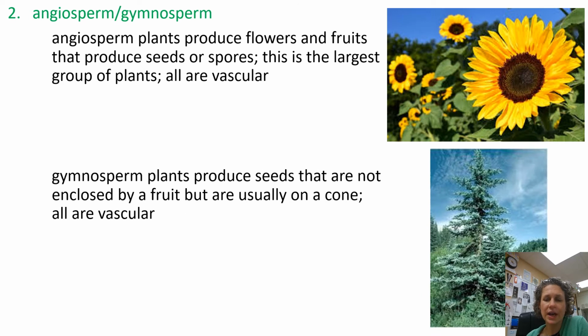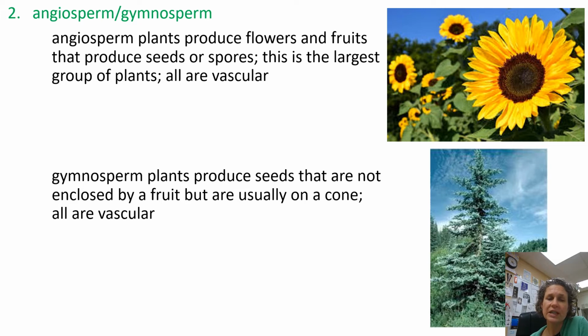Okay, so then angiosperm or gymnosperm. Angiosperms are plants that produce flowers and fruits, and then those flowers and fruits can produce seeds or spores. This is the largest group of plants. All of these are vascular because they do get pretty big. They do have the tissue that carries water up from the ground. But their main thing is that you have some kind of enclosure around the seed.